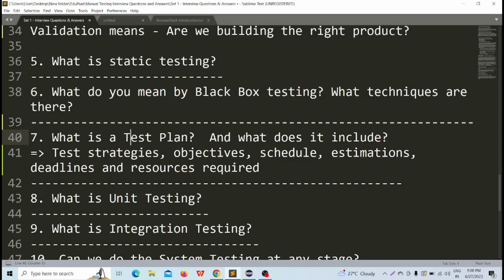Now, what does a test plan include? What I just said: test strategy, test objective, schedule, estimated deadlines, deliverables, and resources required should be included in that test plan.